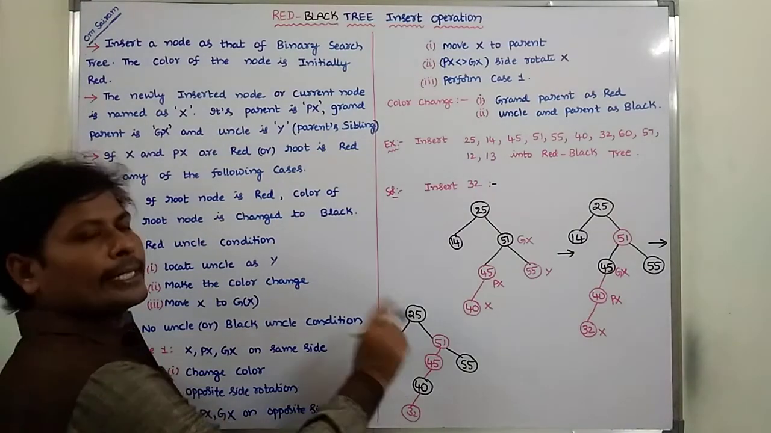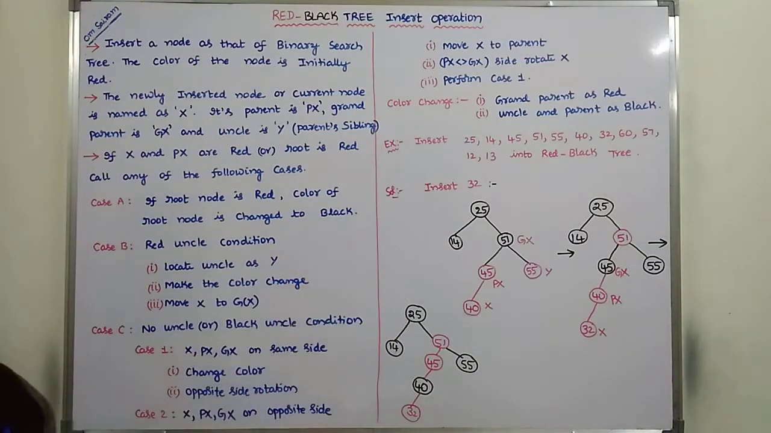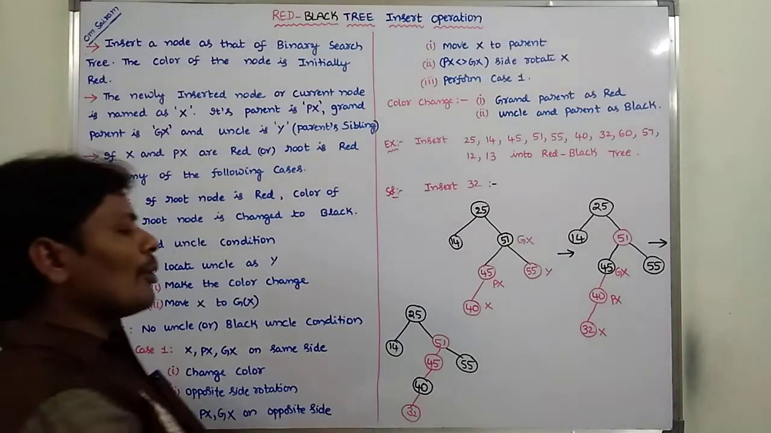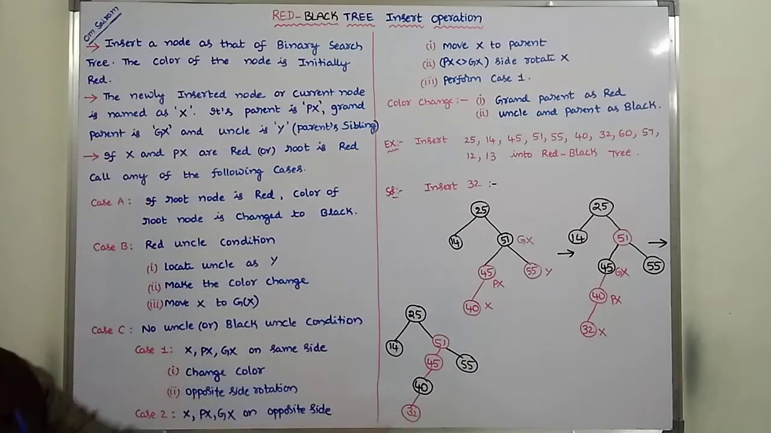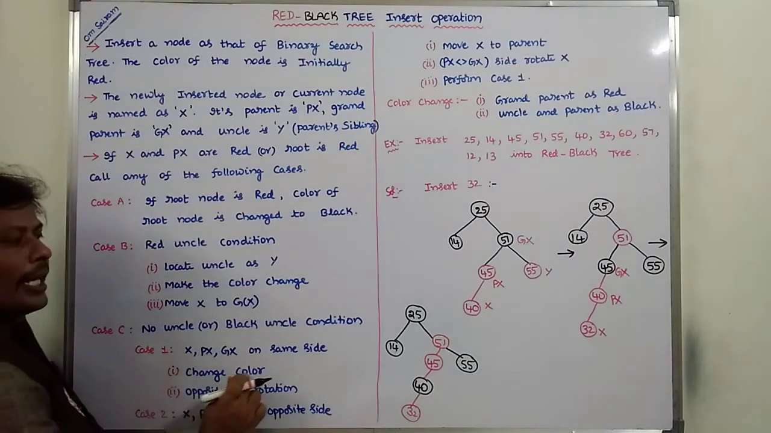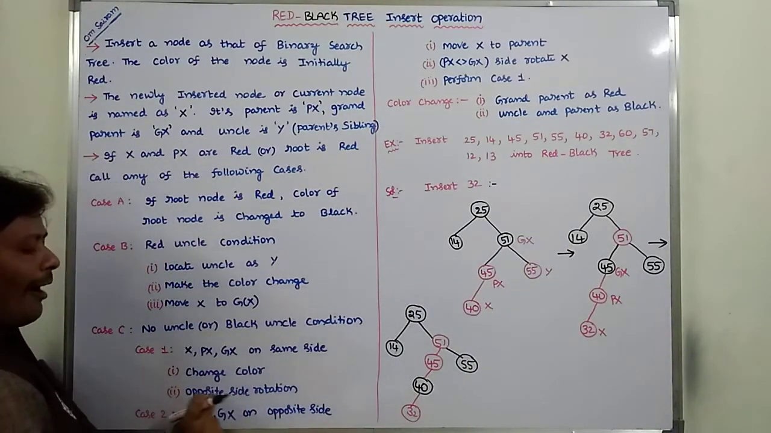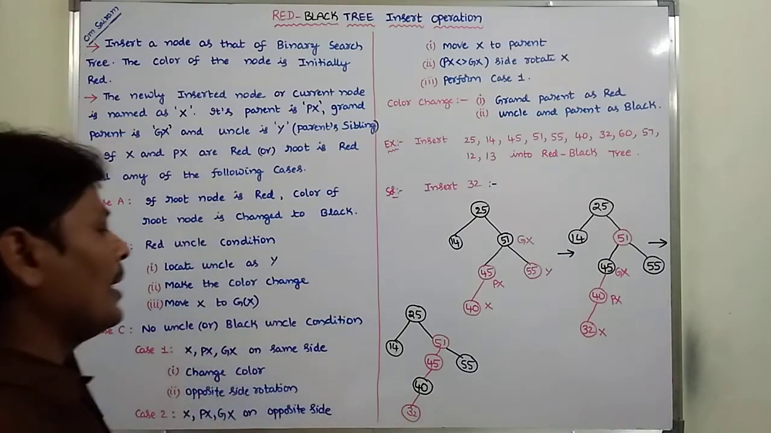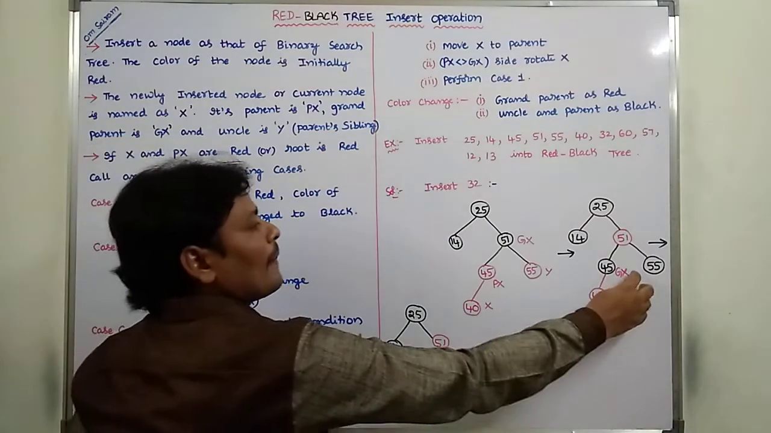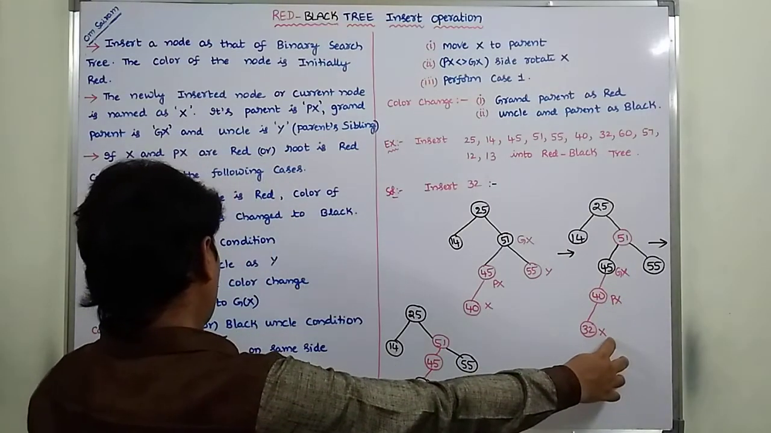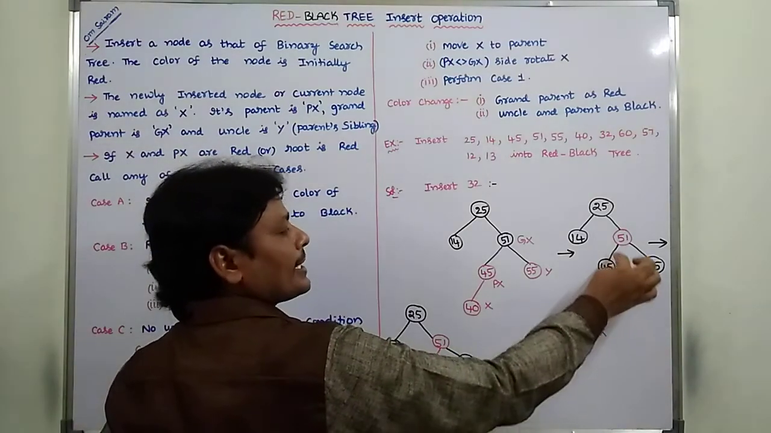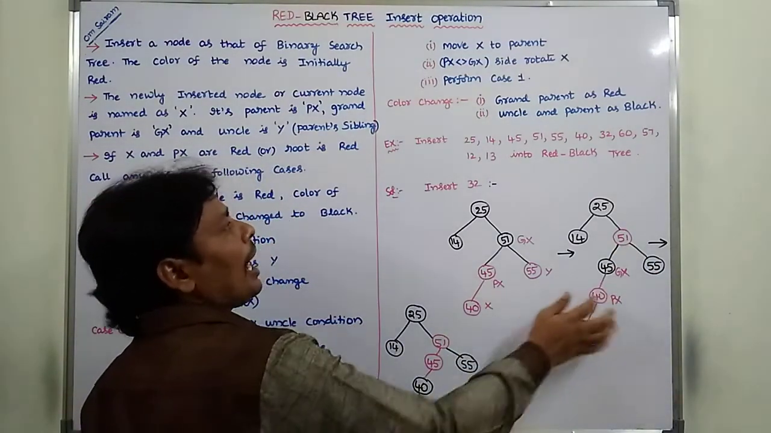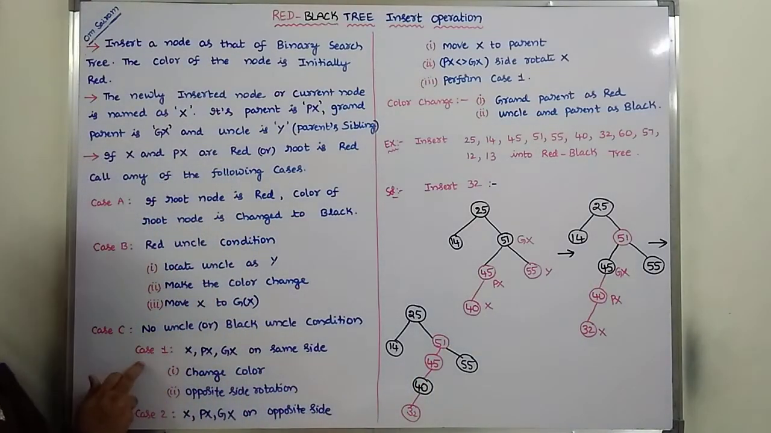First, the root node is a black node. The first condition is true. Are any two consecutive nodes red? 51 and 45 are two consecutive red nodes. So here we have to change the color, then perform the opposite side rotation. These are on the same side: x, px, gx are on the same side. We have to use this condition, case C, case 1.